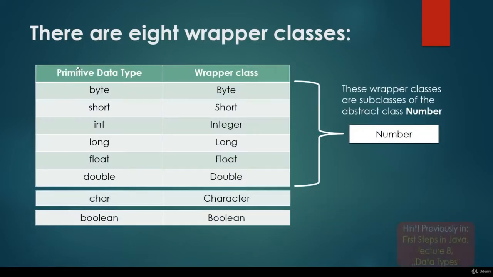So first of all, let's consider the 8 wrapper classes. There are 8 primitive data types such as the byte, short, int, long, float, double, char, and boolean. And every single primitive data type has a wrapper class accordingly. And these classes are objects, as you can see. So we have Byte, Short, Integer, Long, Float, Double, Character, and Boolean as wrapper classes. These wrapper classes are subclasses of the abstract class Number. So Byte, Short, Integer, Long, Float, and Double are numbers.